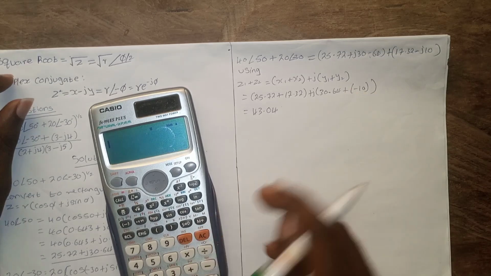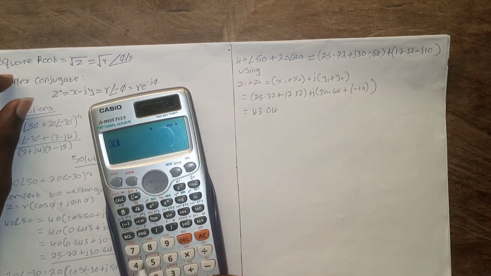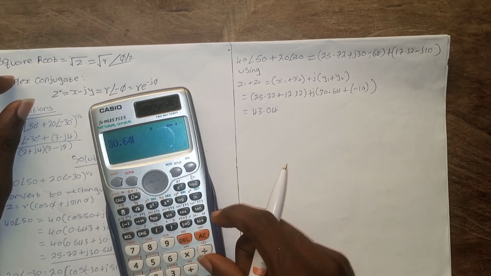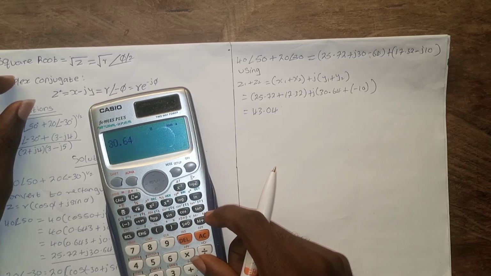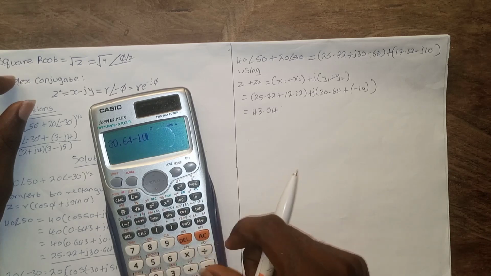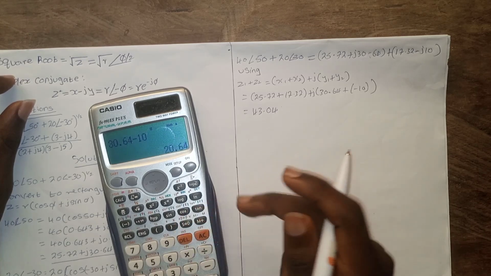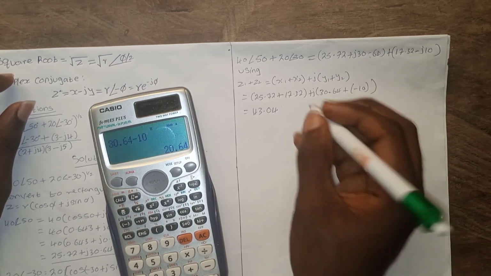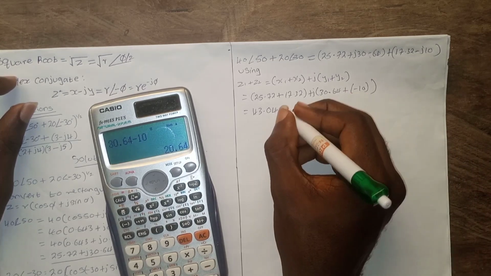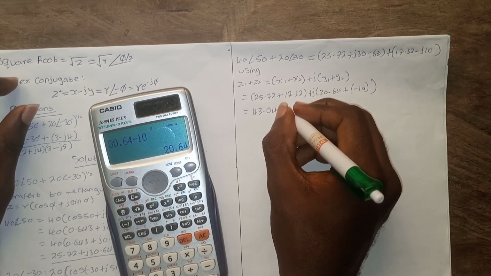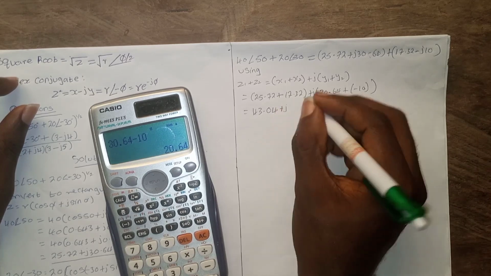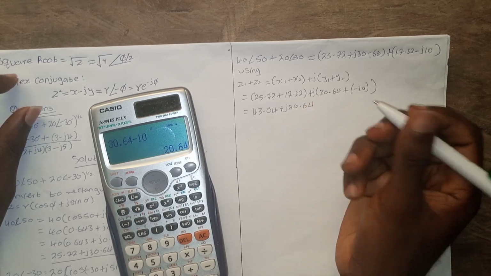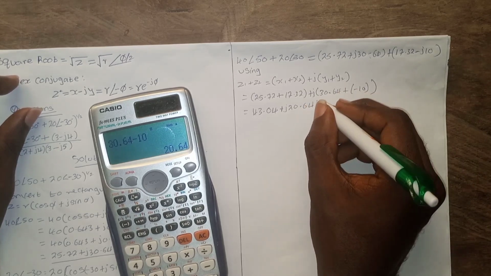So when we add this one together, we have 30.64 minus 10, that is 20.64. So that will be plus j 20.64. So this is the addition of it together.